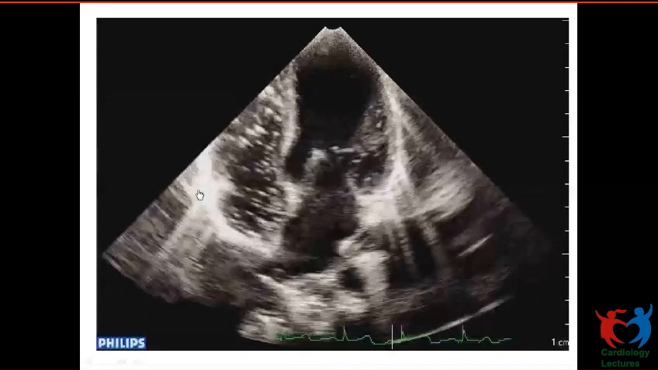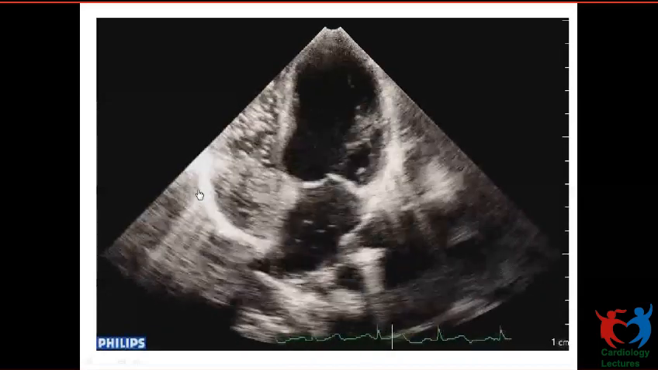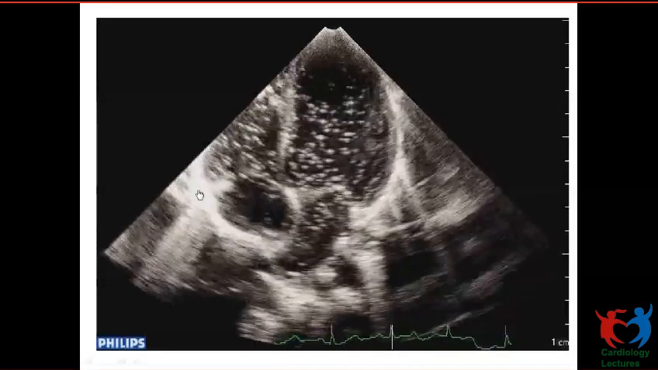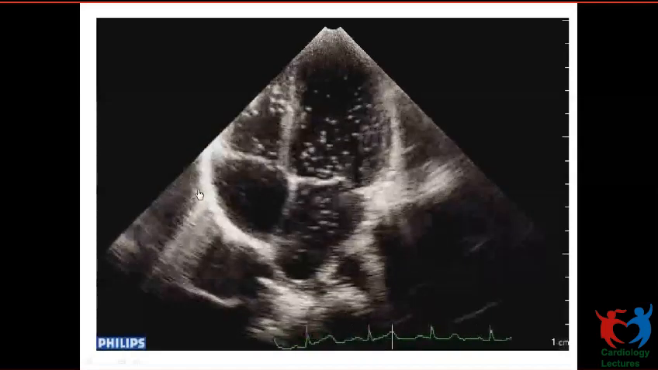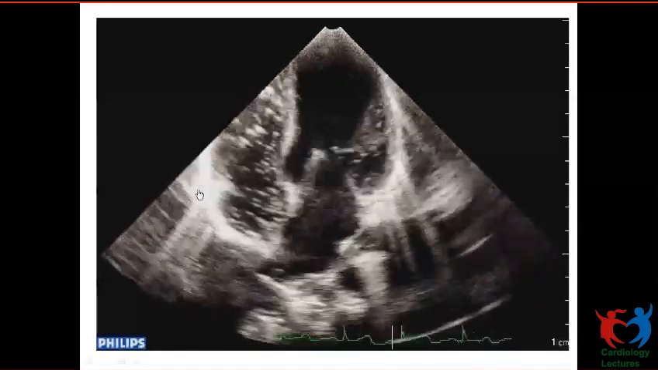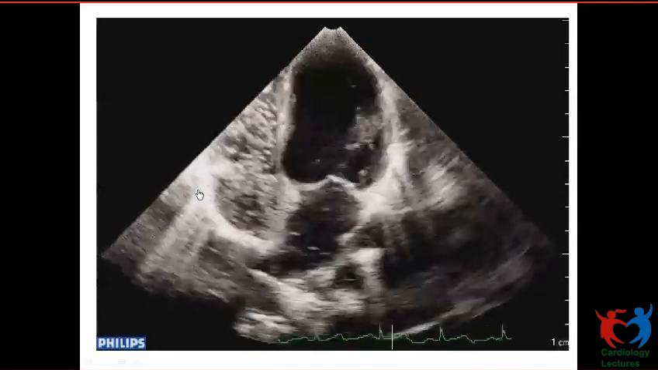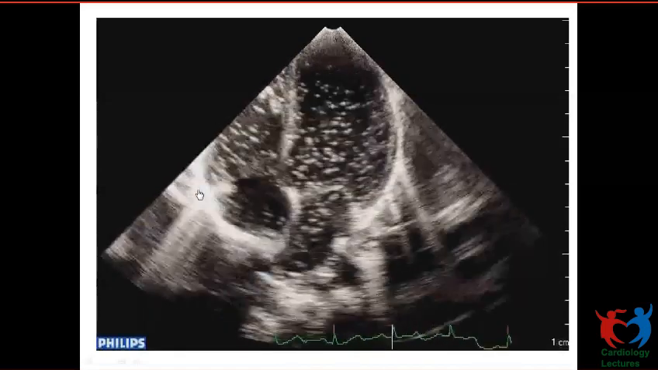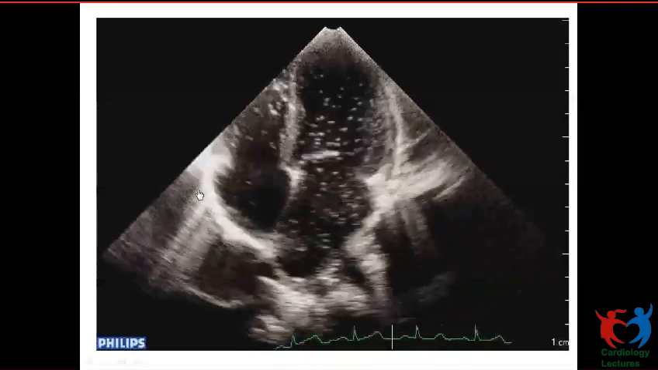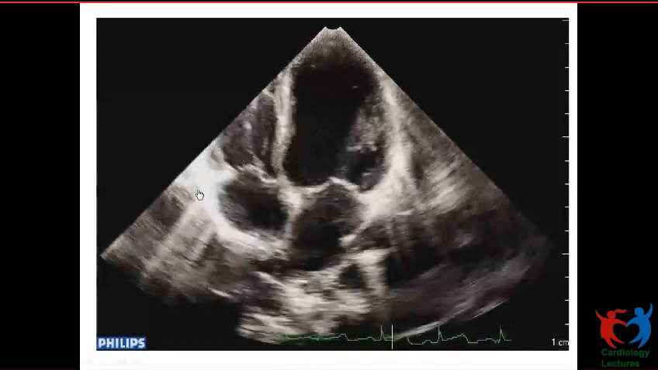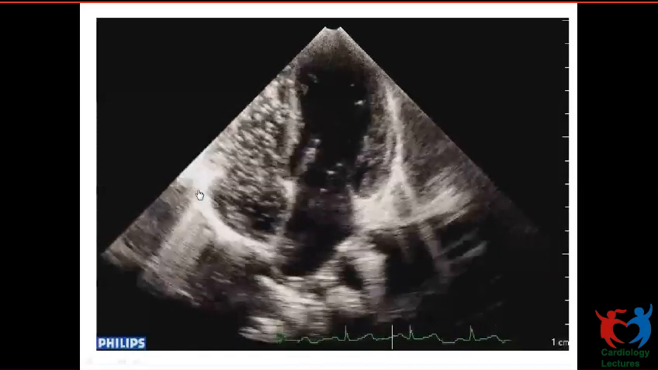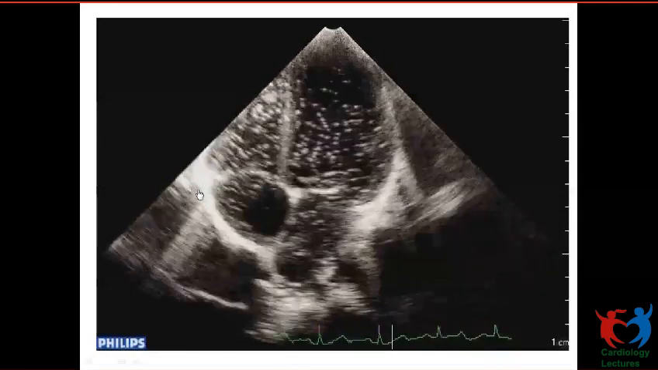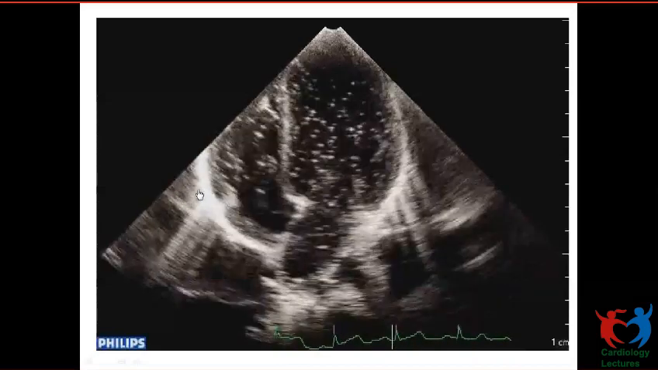Saline bubble, saline contrast. What has happened? The filling is appearing immediately at the level of the atrium. Is it coming immediately? Around 5 cardiac cycles. After at least 3 cycles, it's coming. So, how is the intensity? PFO.